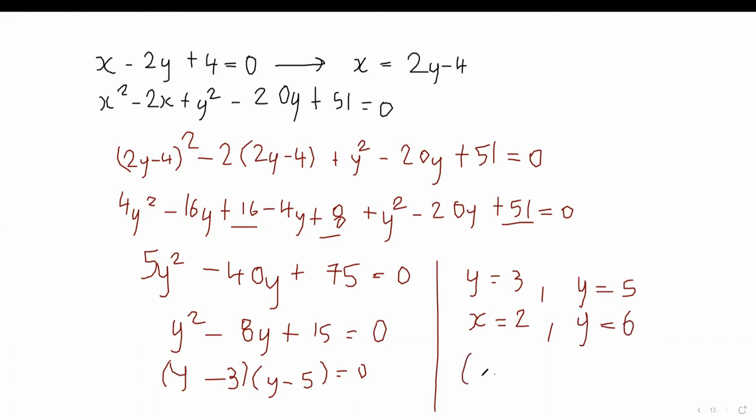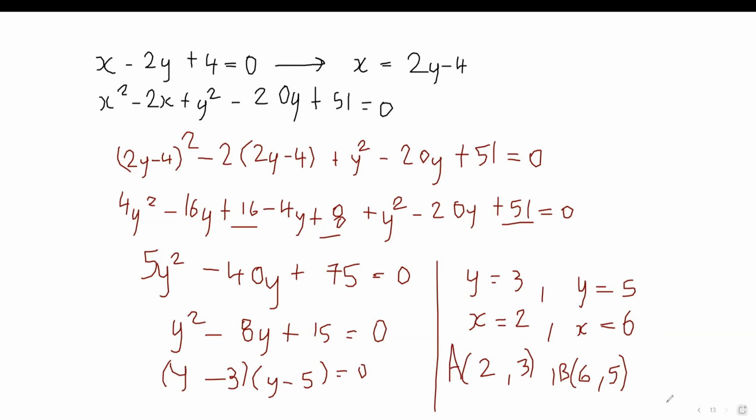So the points then are 2, 3 and the next one is 6, 5. And I wrote y instead of x, so let me fix that. So those are the points of intersection. So Marika, what we did was we found A and we found B. We don't find P yet.